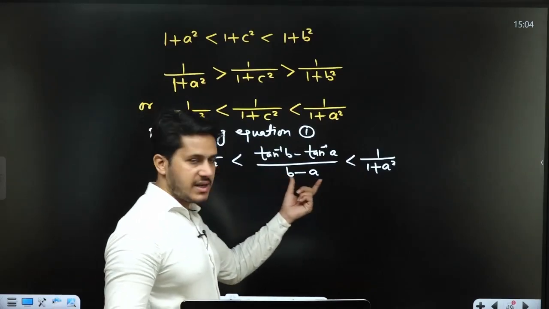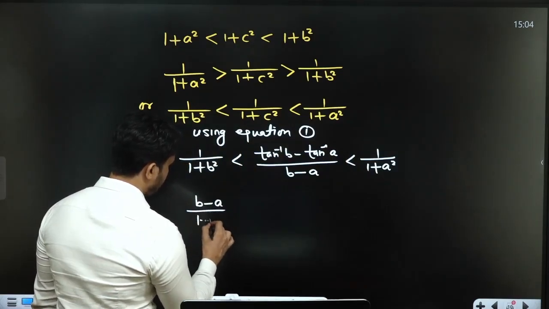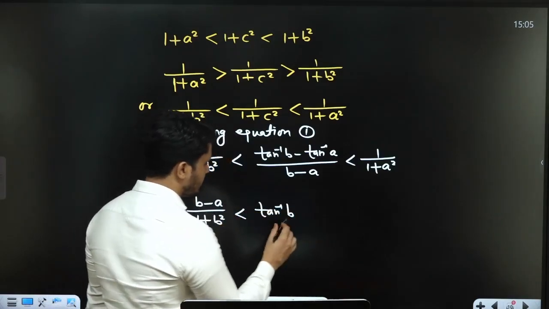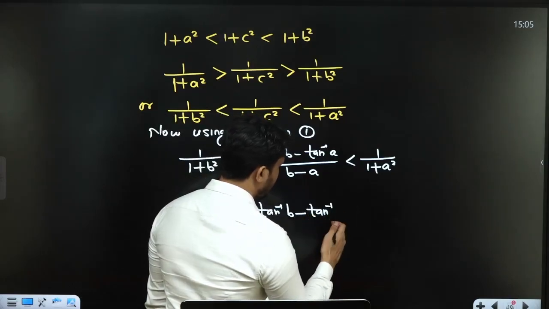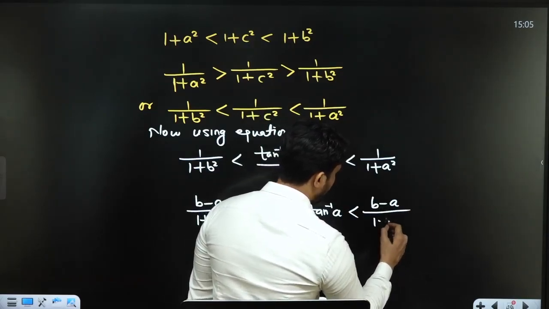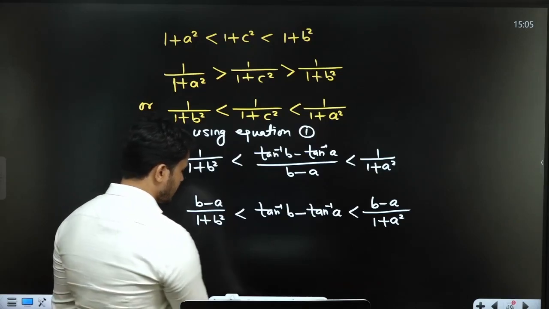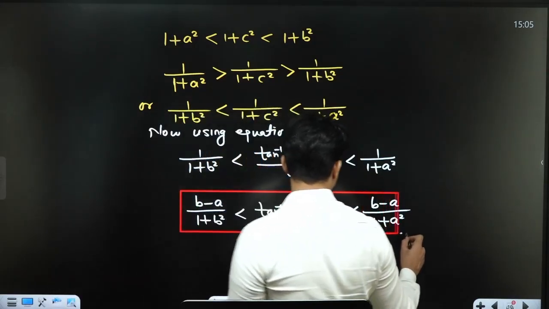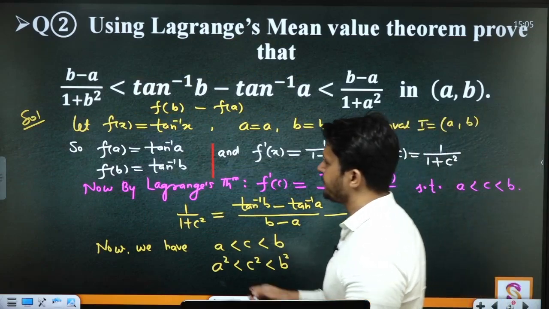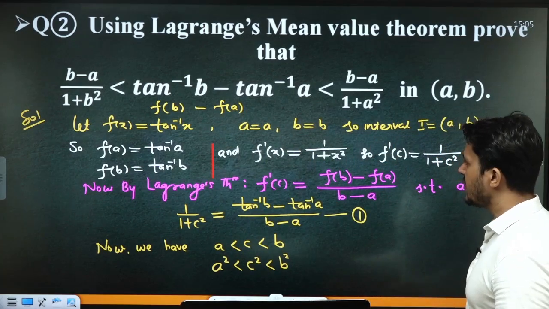And now multiply this b minus a term everywhere. अब इसको सब जगह मल्टीप्लाई करो. b minus a upon 1 plus b square less than tan inverse b minus tan inverse a less than b minus a upon 1 plus a square, something like this. यही आपको इसमें प्रूफ करना था, इनइक्वालिटी ऑफ दिस टाइप. b minus a upon 1 plus b square less than tan inverse b minus tan inverse a, and again less than b minus a upon 1 plus a square in the interval ab.